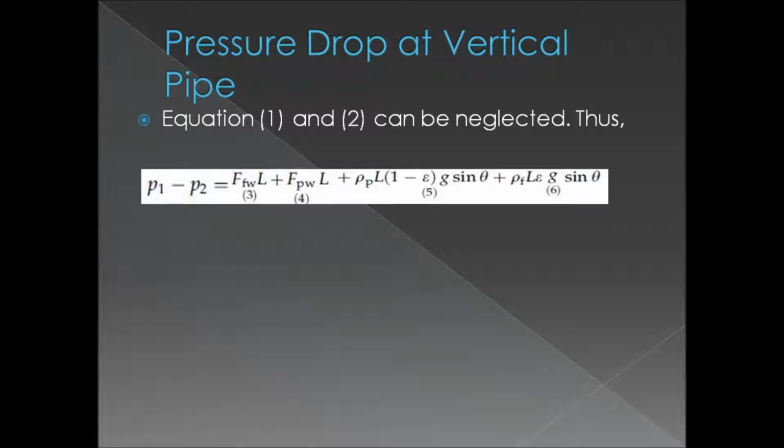Next, calculate the pressure drop in the vertical pipe by using equations 3, 4, 5 and 6. Equations 1 and 2 can be neglected because the gas and solid are already accelerated in the line.